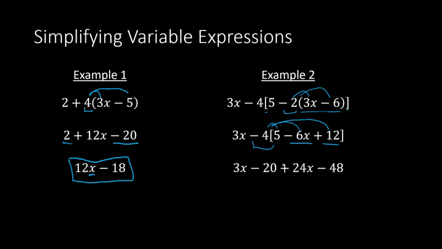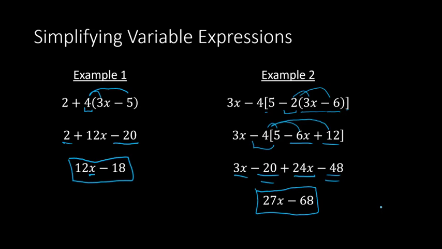Now, once we get to this point, we want to look for like terms. So here we see 3x and 24x. Those are like terms because they have the same variable component. So we can combine. We have 3 x's plus 24 more x's. That gives you 27 x's. And then we can combine negative 20 and then minus 48. And that gives you a negative 68. So this here would be your final simplified answer of our original expression.